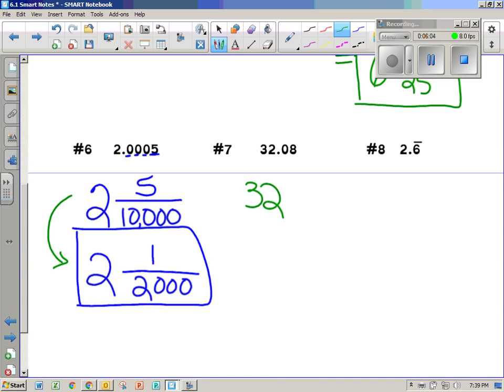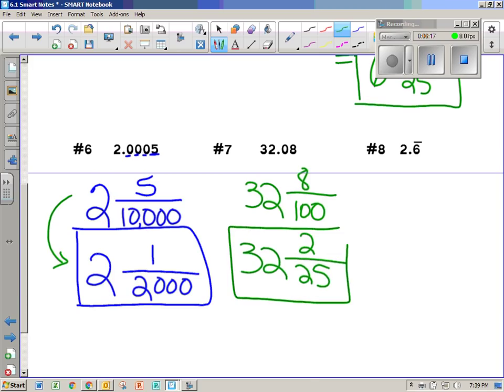So on 7 we've got 32 and 8. Hopefully you put over 100. Well, 8 doesn't go into 100, but 4 goes into both of these. So you should have gotten 32 and 2 over 25.